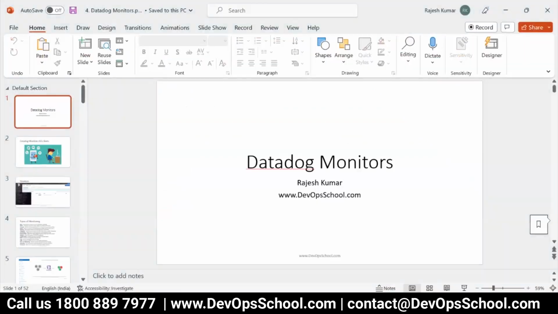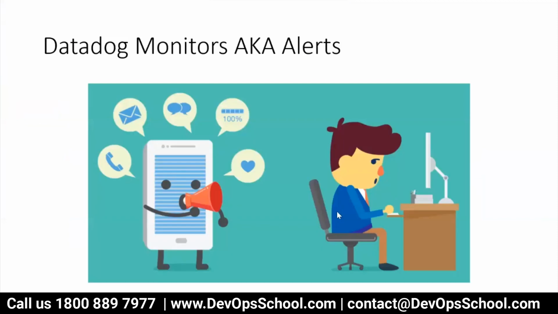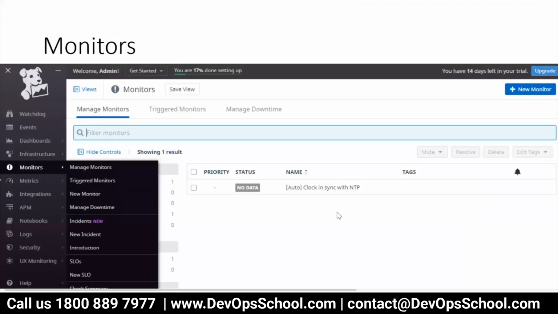Thank you. So in Datadog, we call it monitor. Okay, different tools, different terminologies. For example, in Dynatrace, we call it a problem. So here we call it more or less monitor. So how can we access it?